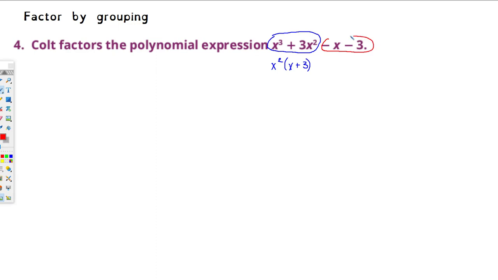On our second two, what do they have in common? Well, if this middle sign is negative, it automatically defaults to being negative here. There's not a number that can divide into both, so we just put a 1. So if I divide negative x by negative 1, we get positive x. Negative 3 divided by negative 1 gives me positive 3. Do these two match? The two parentheses.